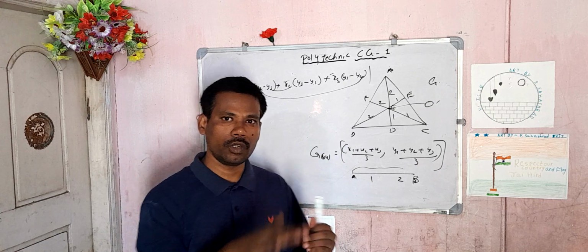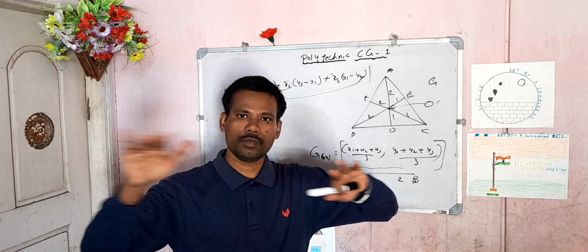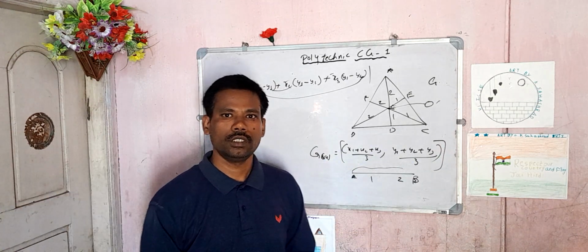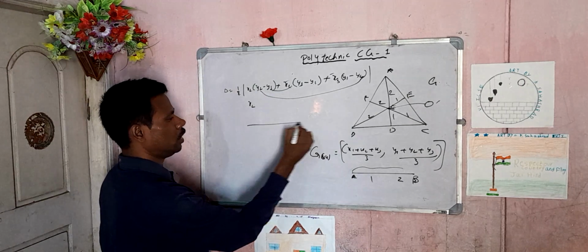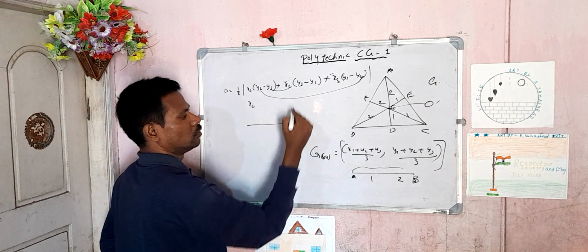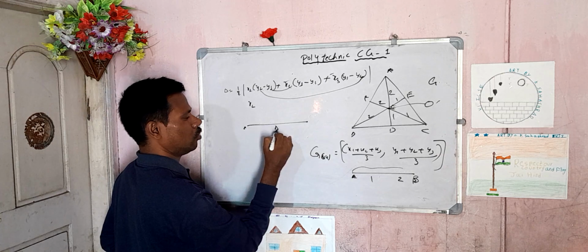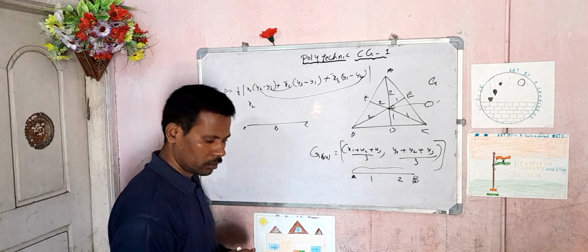If the points are collinear, meaning they are lying on the same straight line, their area is always 0 because no area is formed. Collinear means they are lying on the same straight line.